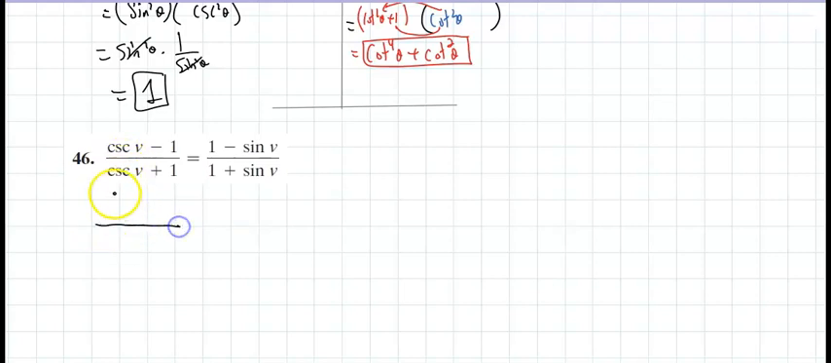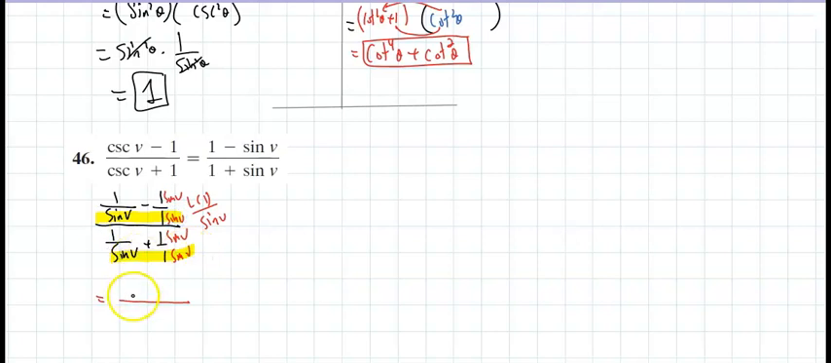Can't I write this as 1 over the sine of v minus 1 over 1, 1 over the sine of v plus 1 over 1? A complex fraction, isn't the LCD for the top and the bottom combined sine of v? So if I multiply this by sine of v top and bottom, wouldn't this be a single fraction? If they all have the same denominator, you ignore the denominator completely. That's like multiplying by the reciprocal.